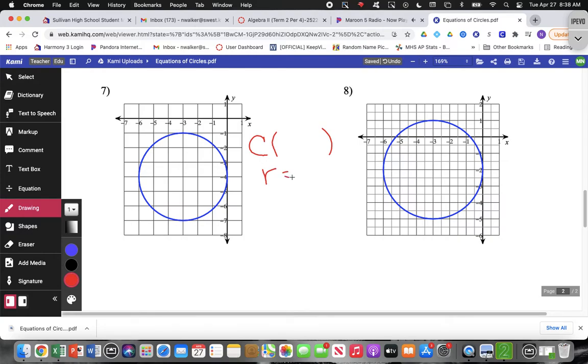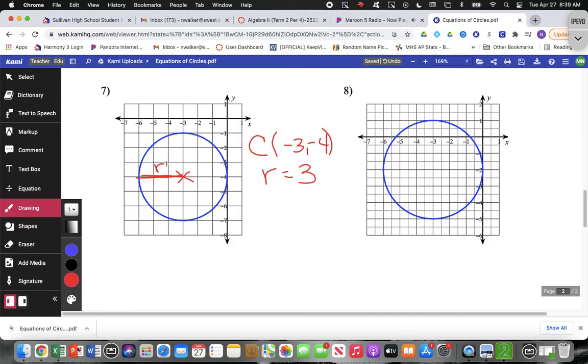So for the center, you want to find that middle point here. What are the coordinates at that point? -3, -4. I think that sounds good. And then for the radius, we're measuring from the center to the outside. So how many units is that? 3. So our radius is 3, measured from the center to the outside edge of the circle. Once we have our center and radius, we're ready to plug it in.